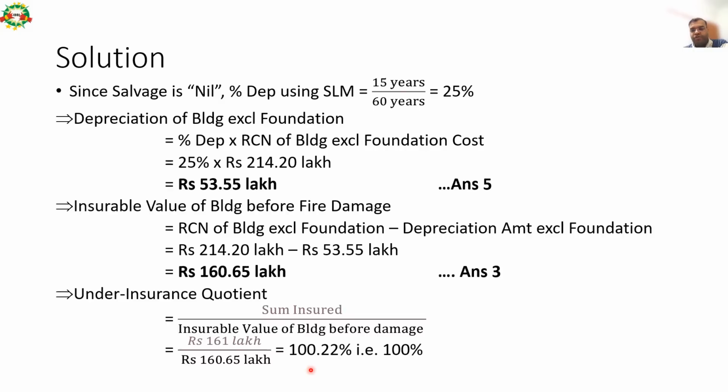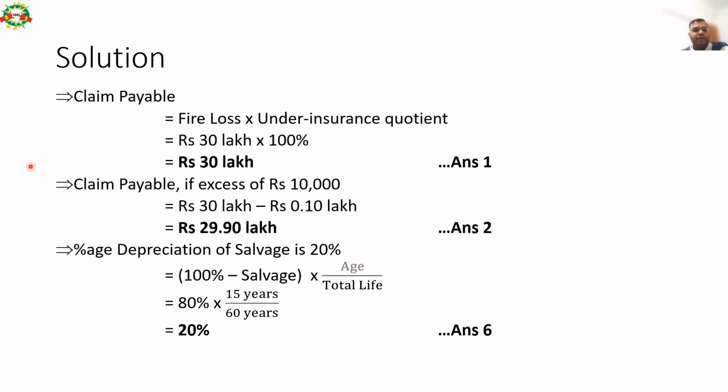So under insurance quotient can never be more than 100%. Please remember, if it is more than 100%, we have to tick the answer as 100%. So it is an important aspect. Examiner may confuse you on these points. Please remember, if the value of under insurance quotient is coming more than 1 or 100%, we have to consider 100% always. So claim payable is equal to fire loss given in the question multiplied by under insurance quotient, which we calculated in the last slide, equal to 100%. Cannot be more than the sum insured.